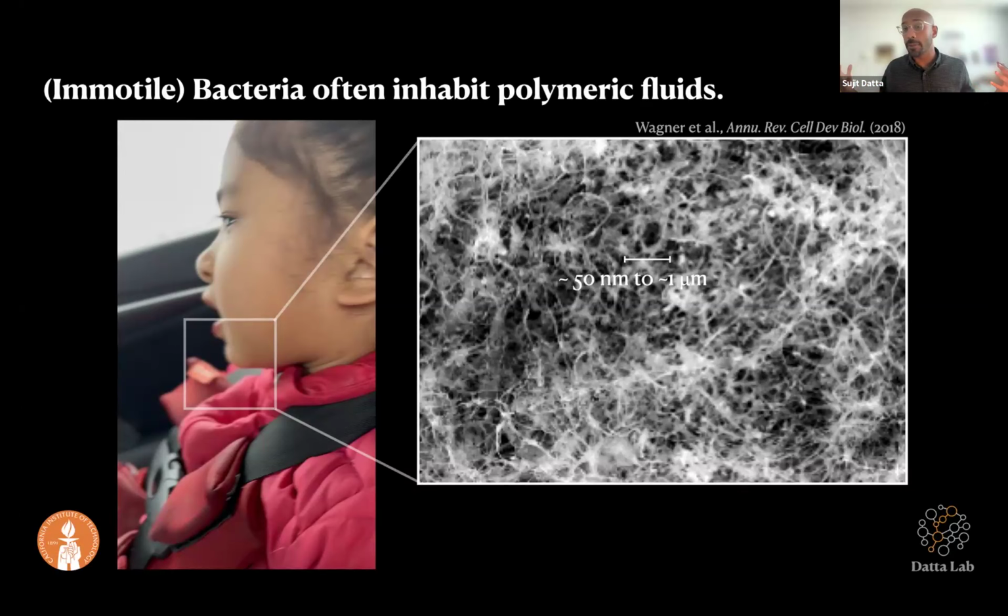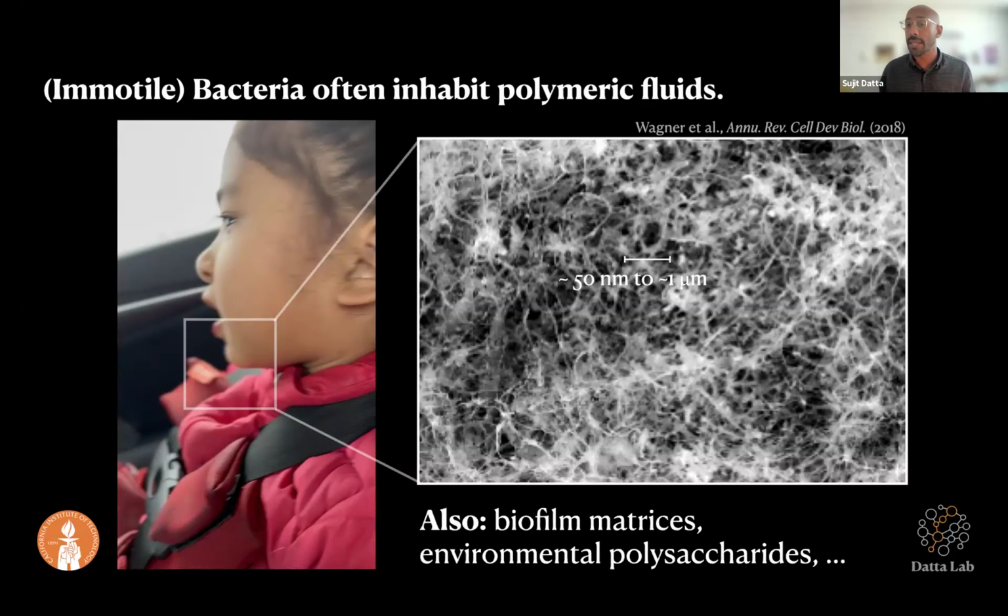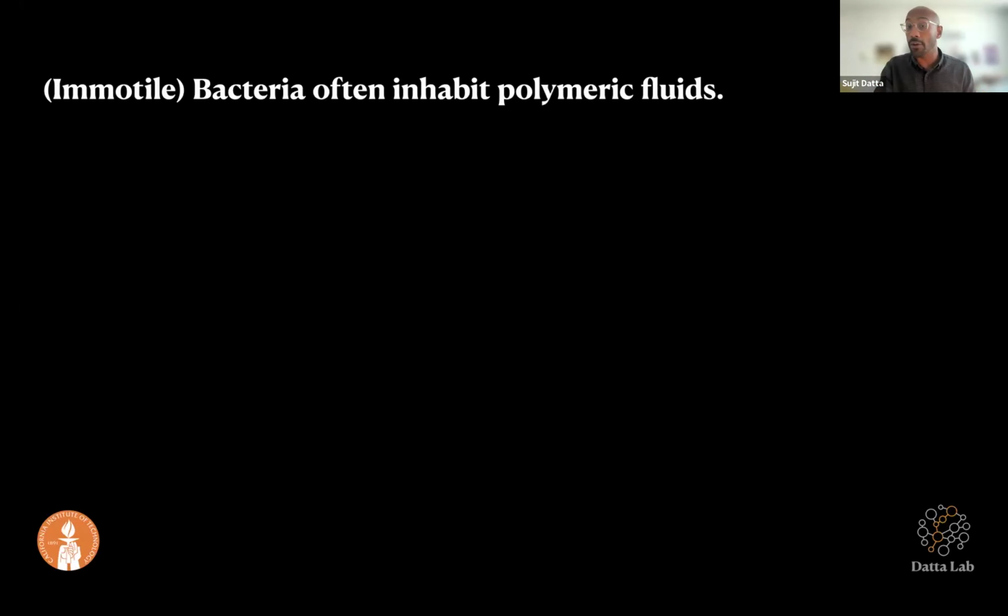Bacteria also inhabit polymeric fluids in many other contexts. For example, many of you might have heard of biofilms, in which the bacteria are secreting their own extracellular polymers. They often interact with environmental polysaccharides and organic matter, right? And so bacteria interact with extracellular polymers in many different settings. And so over the years, people have found that the way bacteria swim, right, their motility, is dramatically altered when the bacteria live in these polymeric environments.